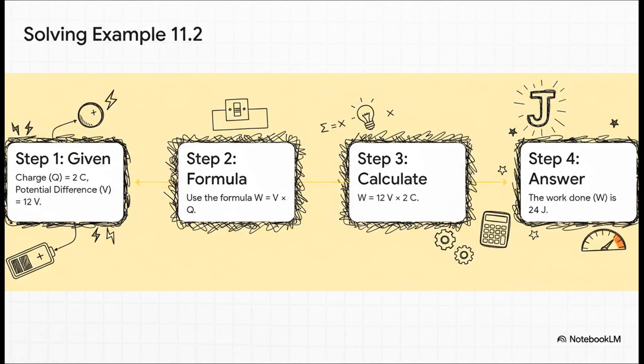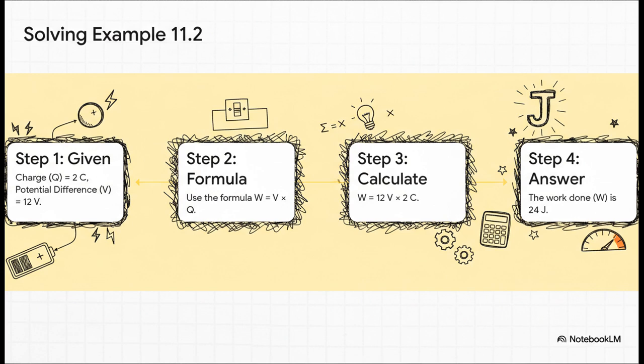Let's lock this in with another example. How much work does it take to move a 2 coulomb charge across a 12-volt potential difference? Well, first, let's write down what we know, then we just rearrange our formula to solve for work, or W. We multiply 12 volts by 2 coulombs, and bam, we get our answer, 24 joules.